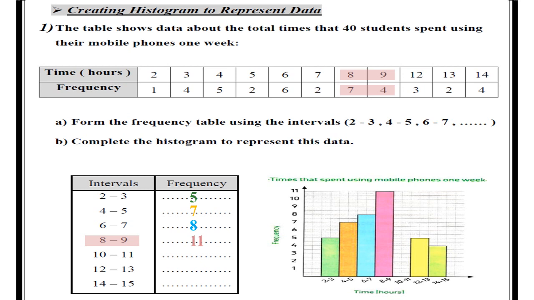We have no students from 10 to 11, so it will be 0, as I have no students who use their mobile phones for 10 hours or 11 hours. Then the interval from 12 hours to 13 hours. I have 3 students who use their mobile phones for 12 hours and 2 students for 13 hours. So the total number is 3 plus 2, which is 5. And 14 hours to 15 hours, I have 4 students.